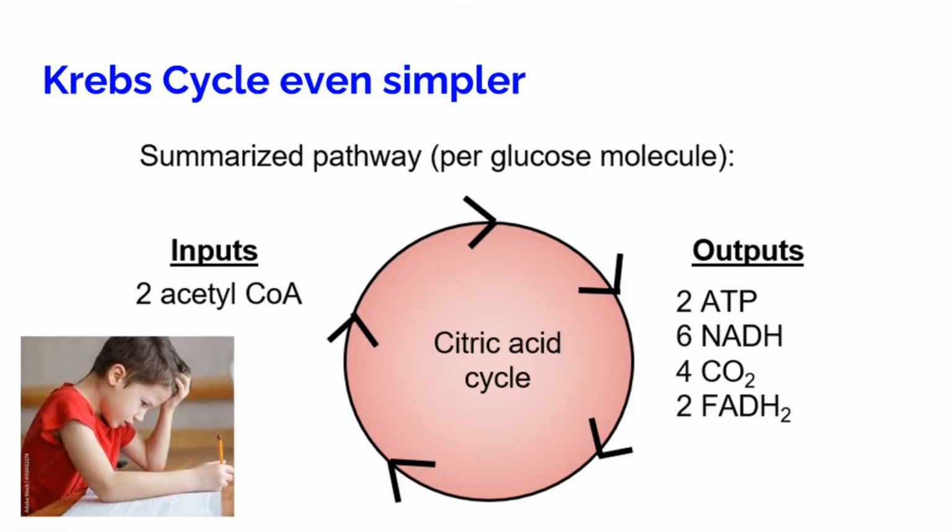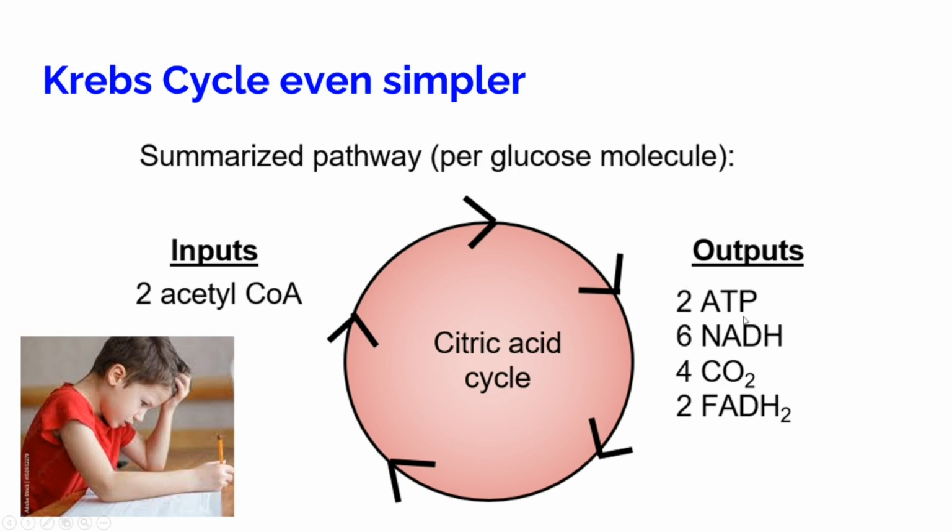All right, so if that was a lot, which I can agree with you that it was a lot of steps, you probably have to watch that a couple of times just to make sure you get it down. This is the summarized pathway per glucose molecule. This is something that I would expect at least everyone to understand and know, that the inputs for the Krebs cycle were 2 acetyl-CoA, and here were the outputs. You got 2 ATP, 6 NADH, 4 carbon dioxides, and 2 FADH2.